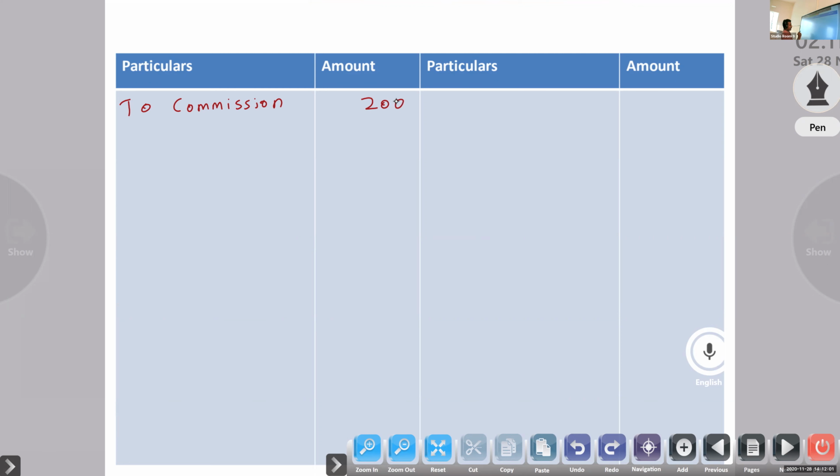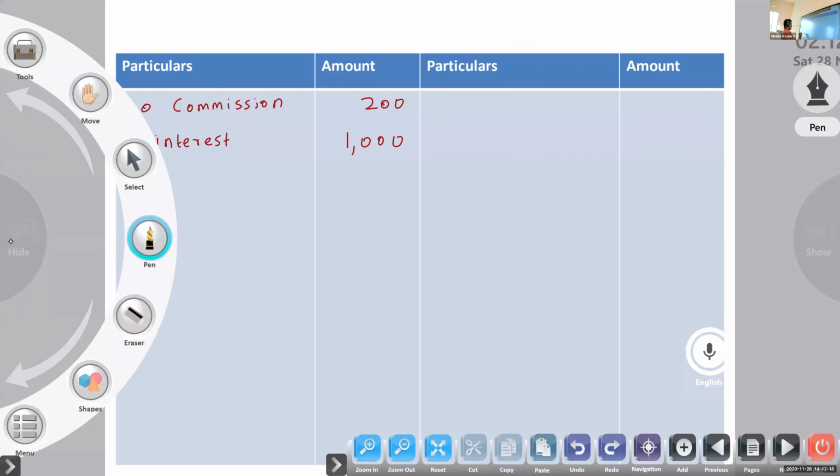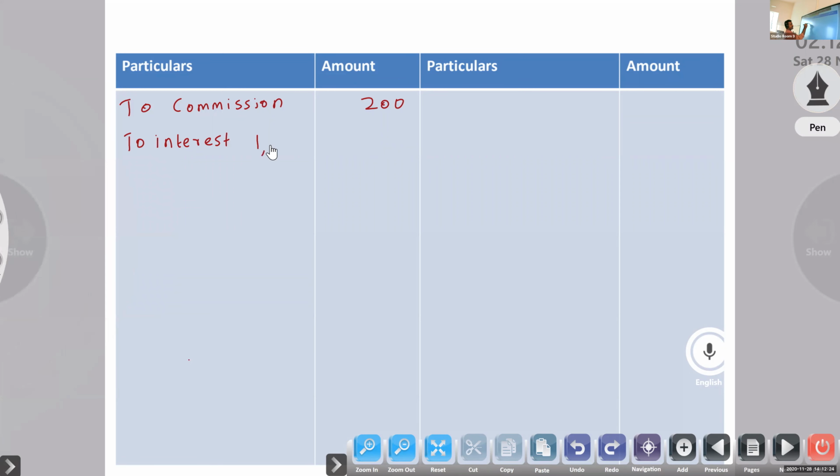Next interest, one adjustment is there, you can see interest outstanding. Interest received on investment is related to income, but this one is related to expenses. Interest 1000, add outstanding interest, it is given in the third adjustment 200, so 1200.